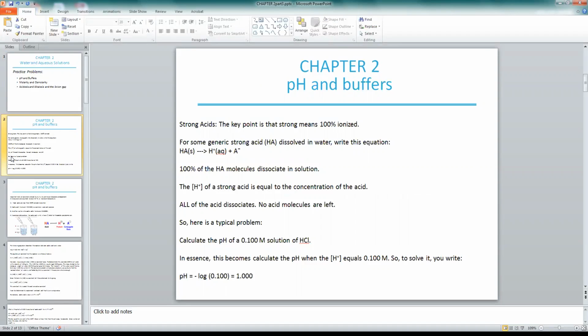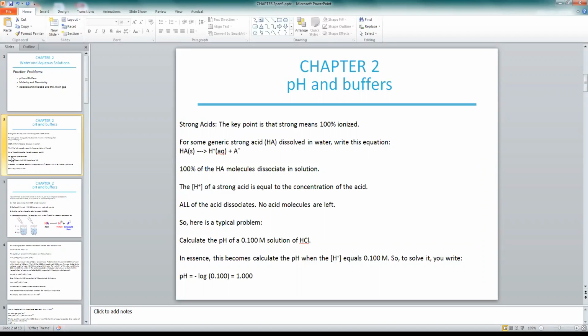So a typical problem would be to calculate the pH of a 0.1 molar solution of HCl. We care about this because gastric juice, the liquid found within our stomach, usually somewhere between 0.05 to 0.1 molar, of which we generate about 1.5 liters a day, is what's responsible for activating our digestive enzymes.